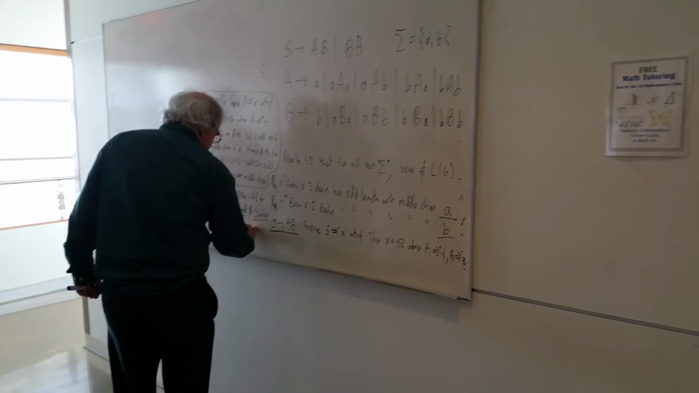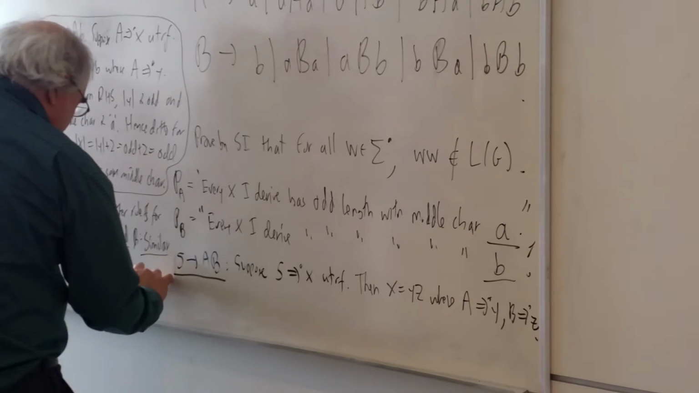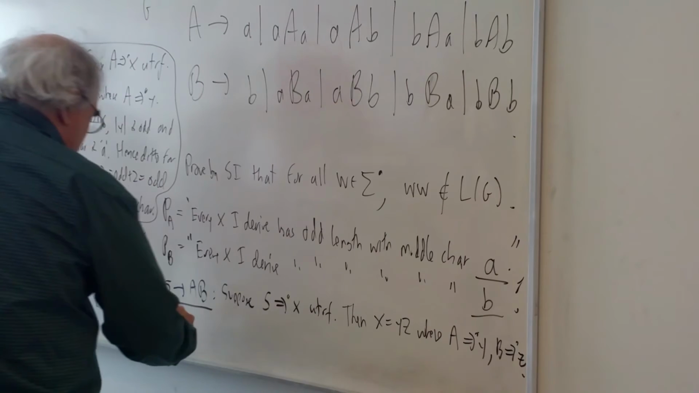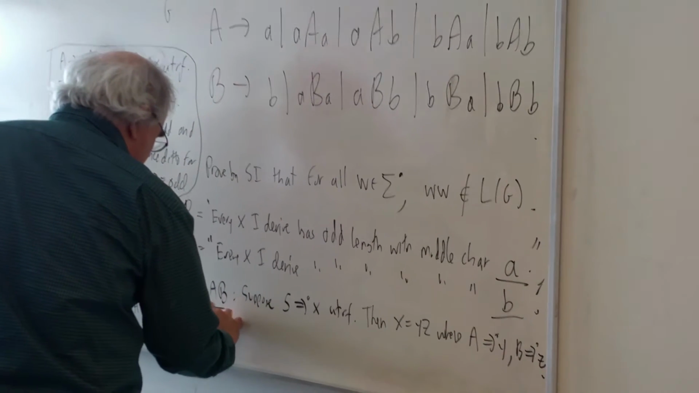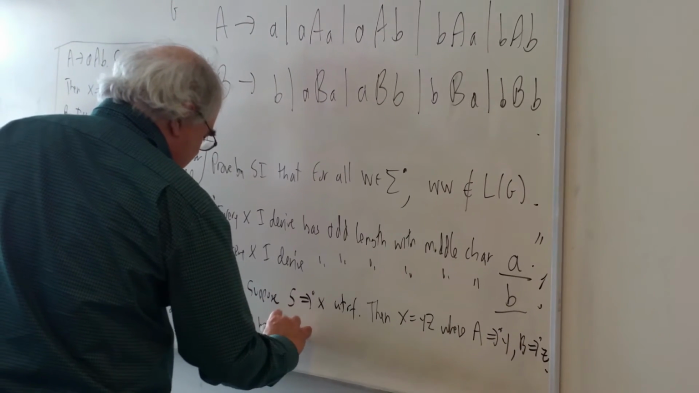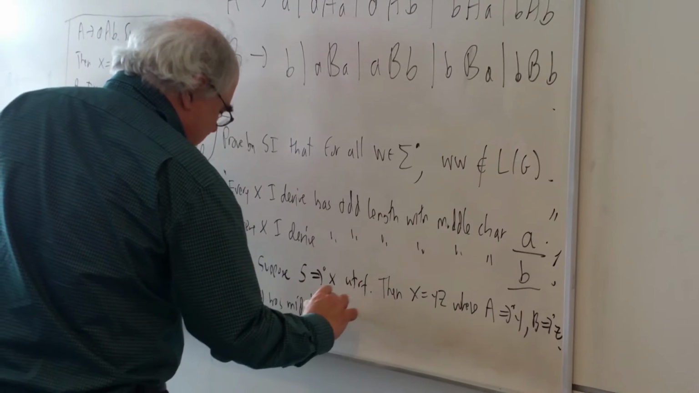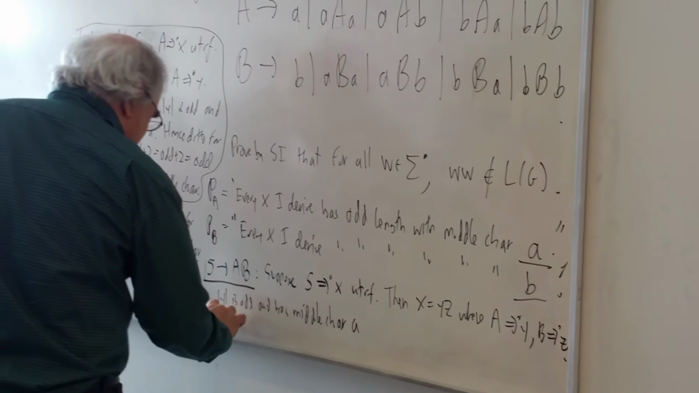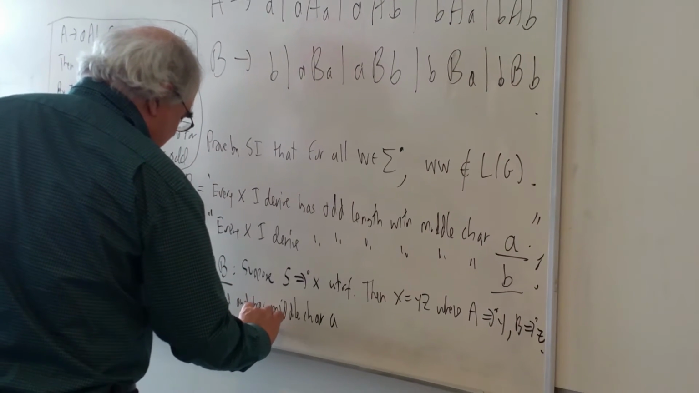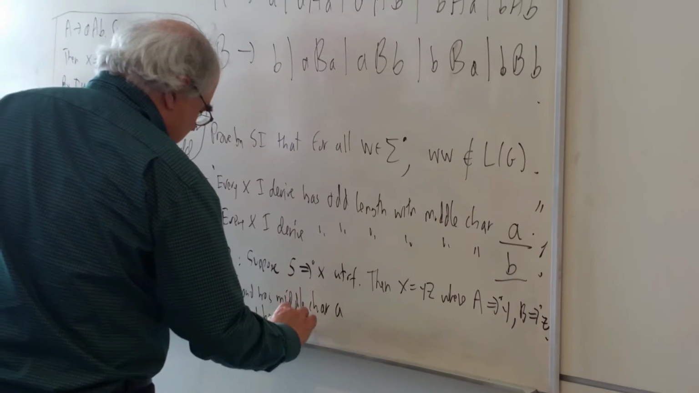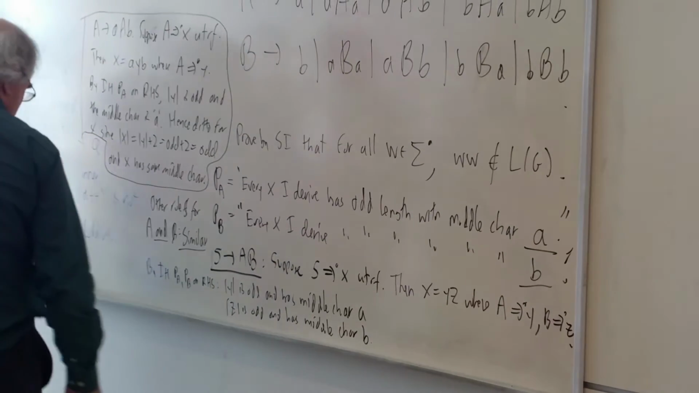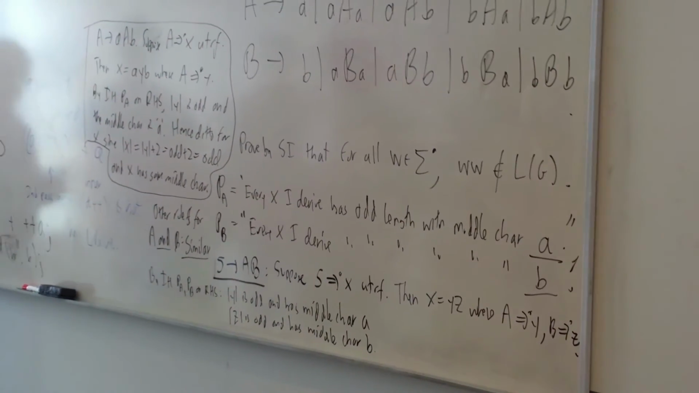By IH, P of A and P of B on the right-hand side, y is odd and has middle char a, and z is odd and has middle char b.